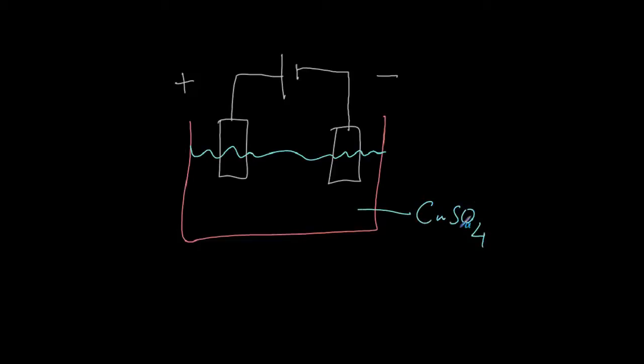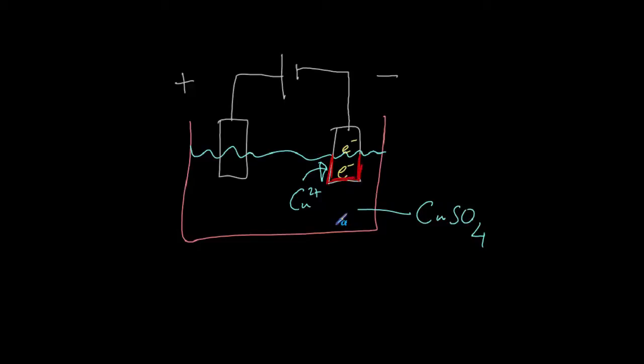In solution, the copper and the sulfate separate into their ions, so we'll have copper 2+ ions going towards the negative electrode because opposites attract. Here, the negative electrode, which will have many electrons, will give the copper its electrons. So copper will take 2 electrons and become copper as an atom. This is how the element looks, and if you have loads and loads of these ions doing that, you then have copper metal.